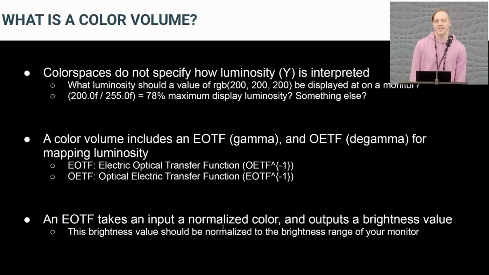Unfortunately, color spaces are lacking in a key area. They do not specify how luminosity ought to be interpreted. A color volume remedies this by augmenting a color space with a function for mapping luminosity called an EOTF, or electro-optical transfer function. The inverse of this is either given as inverse EOTF or opto-electrical transfer function. And as I said, it simply is a map of luminosity.